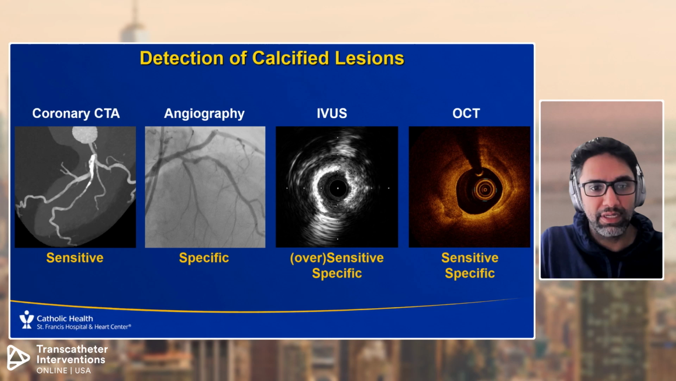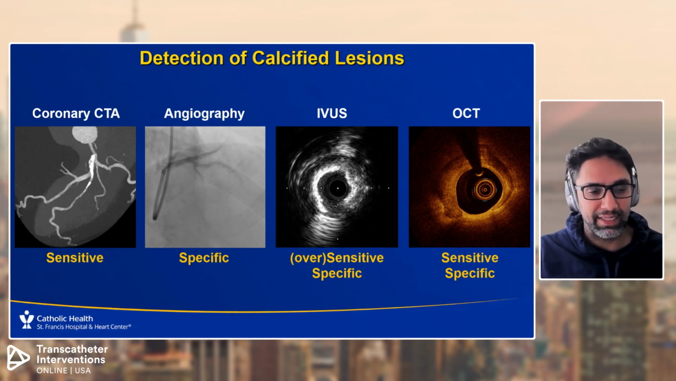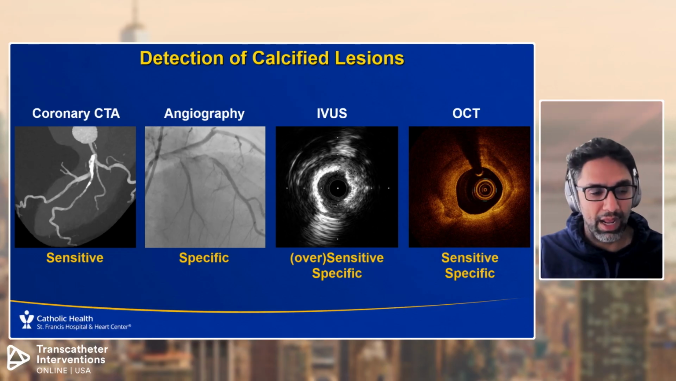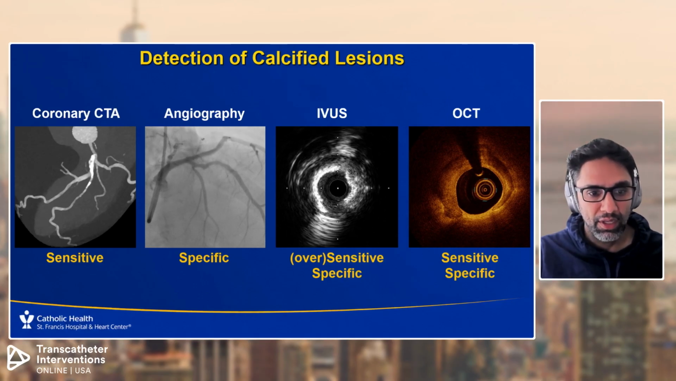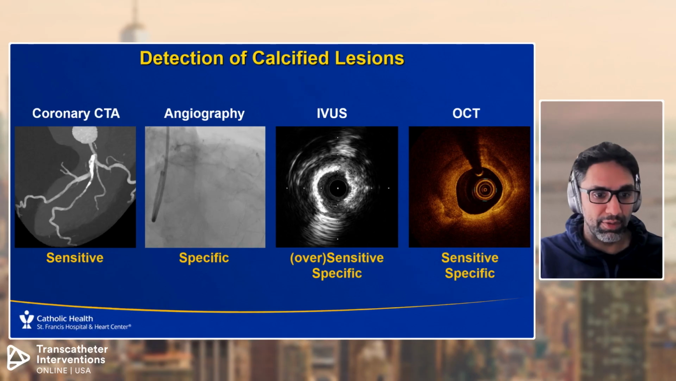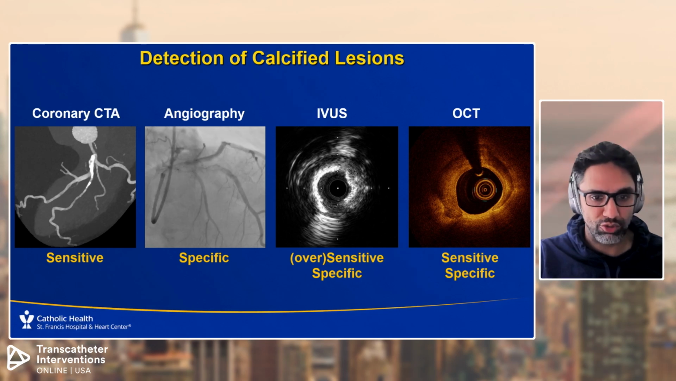So let's start off with how you can detect calcified lesions. Probably the most common way that we do this outside the cath lab is with a calcium score, or now more commonly a coronary CT, which is a very sensitive test. In fact, because of the partial volume averaging, you can see calcium with extreme sensitivity, maybe at the cost of specificity. Most of us are used to looking at coronary calcium on the angiogram. It's very specific, but it's not very sensitive. You are going to miss about 40% of calcium because of its angulation, because of its location, and because of the projection of the angiogram.